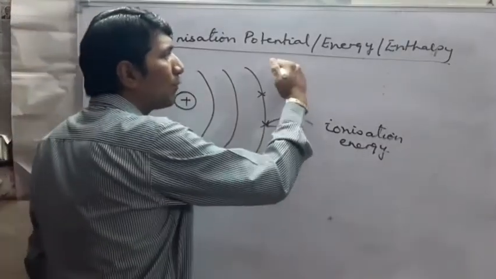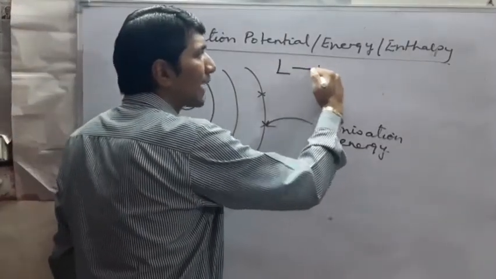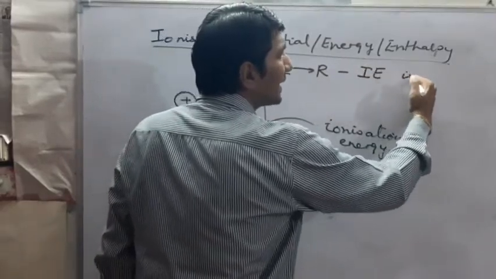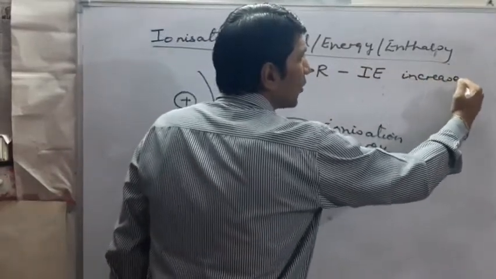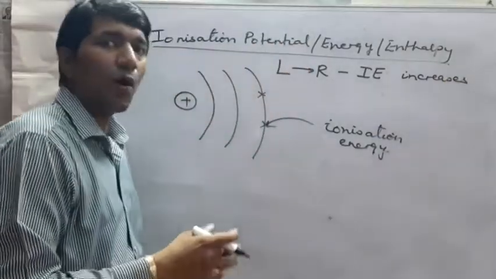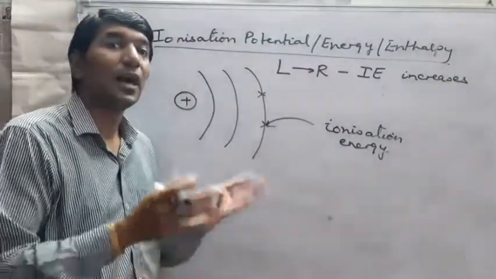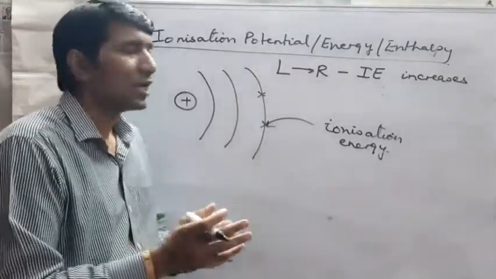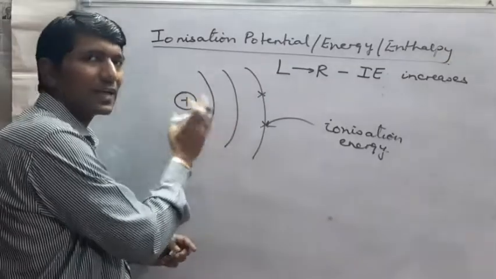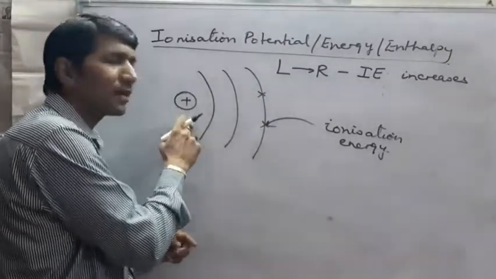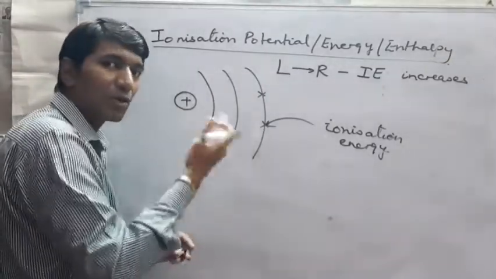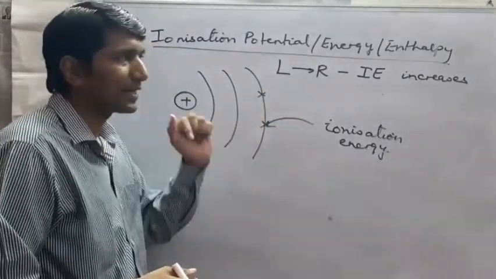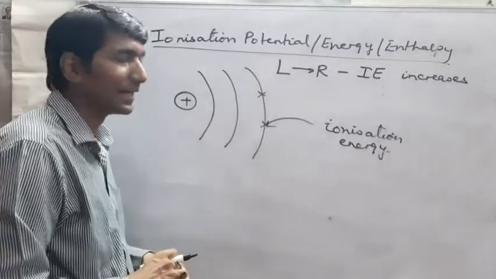Now, on moving from left to right, the ionization energy increases. Okay, now why does it increase? Obviously because the atomic size decreases on moving from left to right. If the size is shrinking, the valence electron will be more under the influence of the nucleus, and because of that it will require much more energy than normal to remove the electron, and that is why the ionization energy increases.